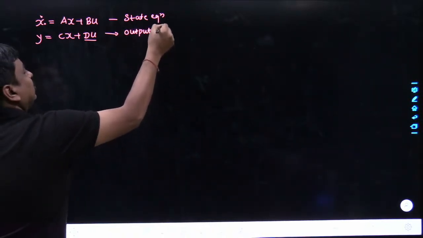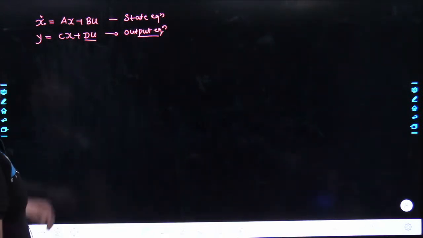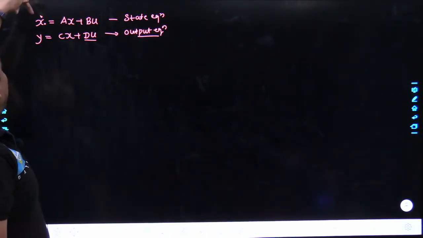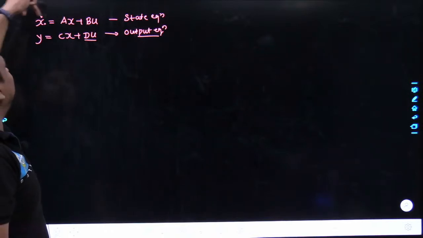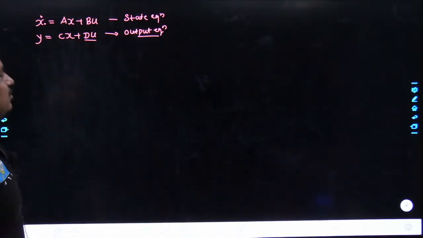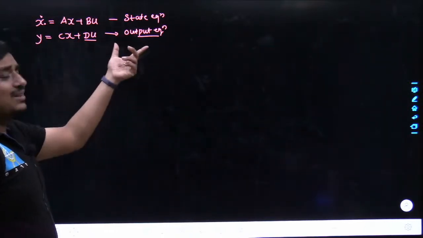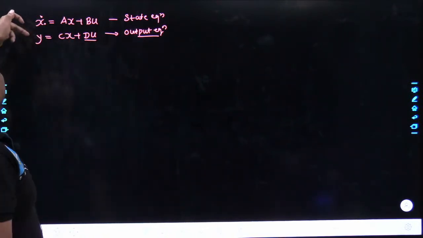See, it is an equation, there is no doubt as such, and you can see very well the focus is on the state variables, and that is why the name has been given as the state equation. And similarly the second equation is nothing but the output equation. Why? Because the focus is on output.